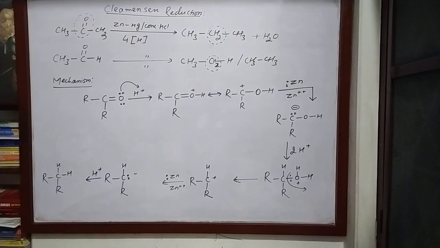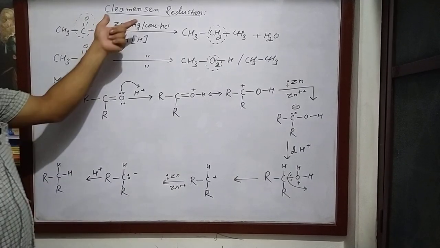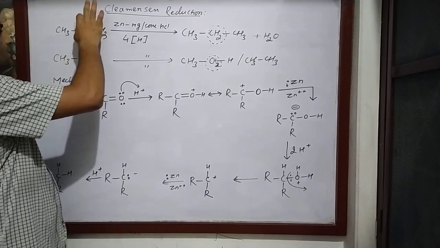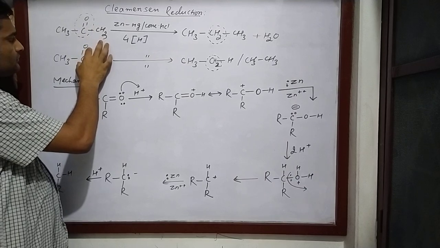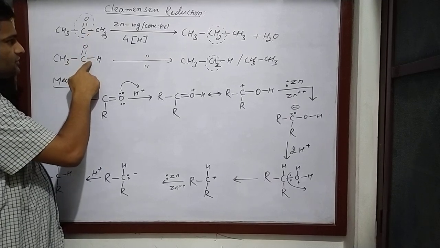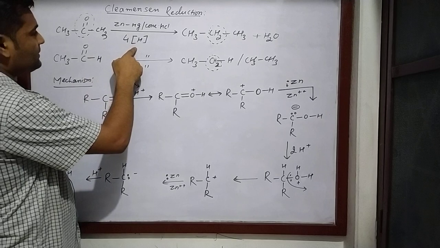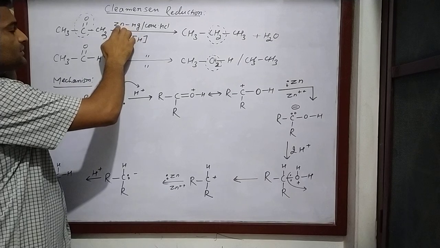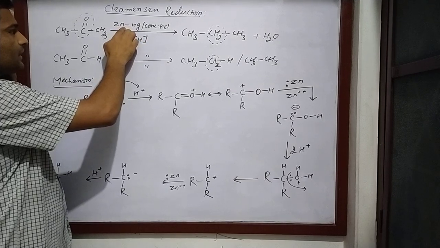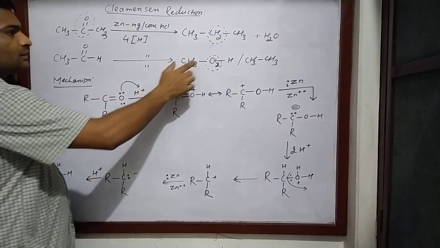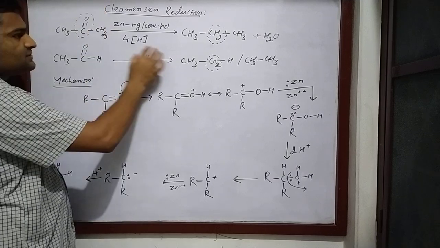In this lecture video we are discussing the Clemmensen reduction. In this reaction, the carbonyl C=O functional group, whether in a ketone or an aldehyde, when heated with Zn-Hg, which is zinc amalgam or amalgamated zinc, and conc. HCl, changes into a CH2 group.